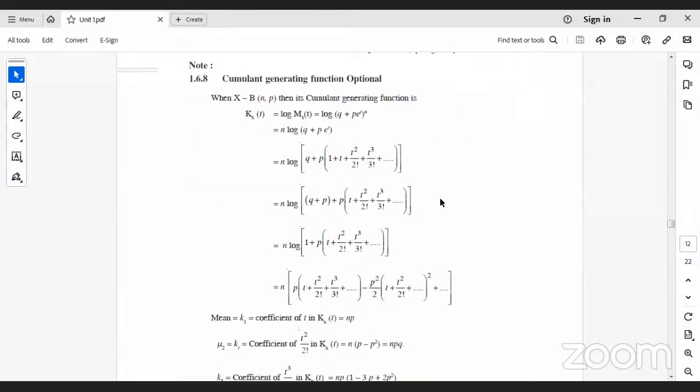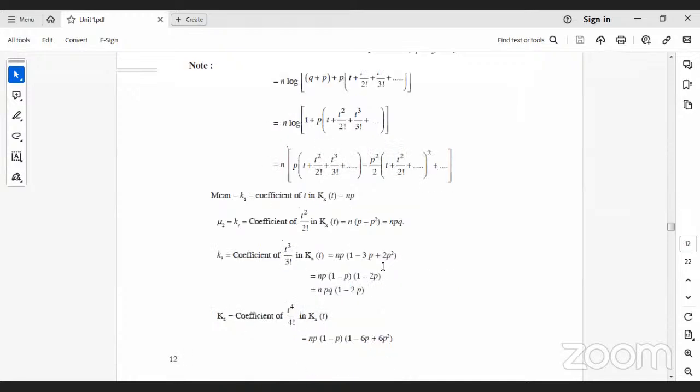And again n into p into t. Again, this is the expansion of log, we are expanding here. n into [p(t + t²/2! + t³/3! and so on) minus the second term, p²/2 (t + t²/2!)² plus p³/3 (t + t²/2!)³], another one. And the even terms are negative, odd terms are positive. Clear? Okay, sir, yes. The even terms are negative and odd terms are positive here.